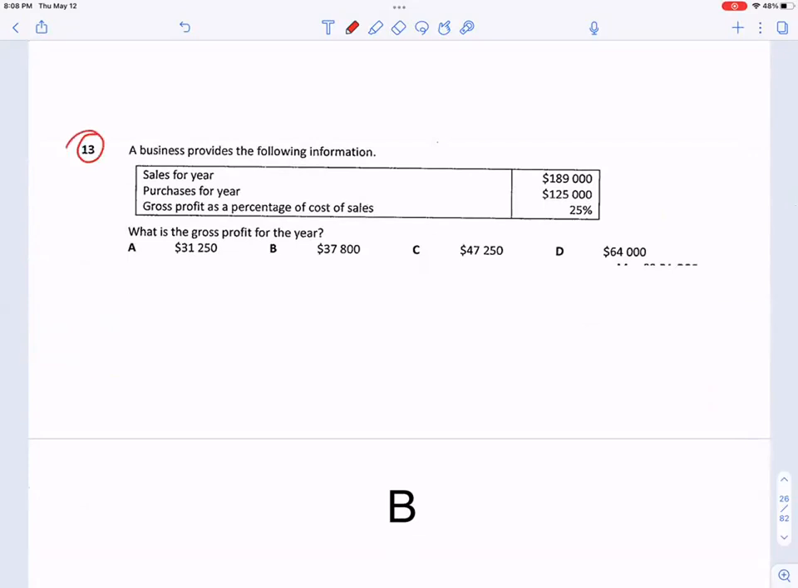Do this one. Here you have to convert markup to margin. Trisha, I will see you working.